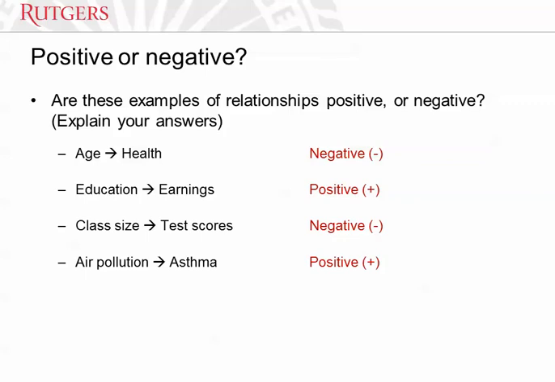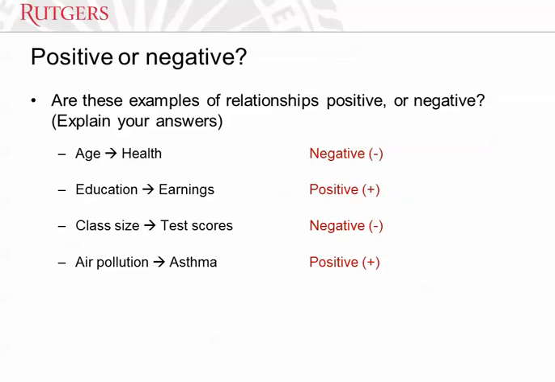And finally, air pollution and asthma. That's a positive relationship. More air pollution leads to more asthma, or conversely, less air pollution leads to less asthma. Now, it's a positive relationship. It's not a good thing, right? Air pollution and asthma are both problems, but the statistical relationship is positive in that sense.